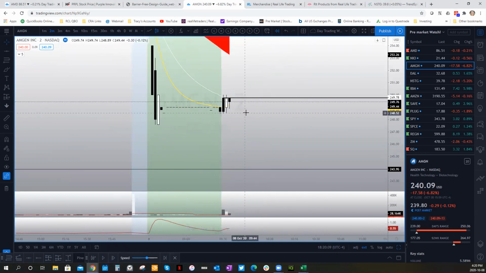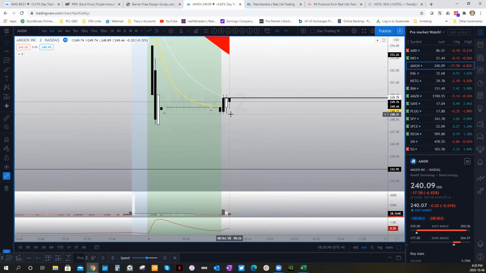So I'm still looking for a setup in this area because I want it below this line here. As long as it's below this line and holding below this line, then I'm looking for a short on this. If it starts to hold above this line, then I'm thinking, okay, well, maybe it's not as weak as I think it is. It's got more strength, and it was probably getting support off that daily 20. So I still need to find a setup.